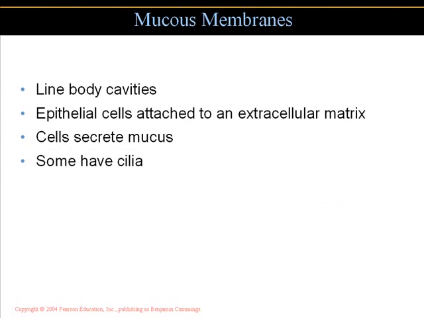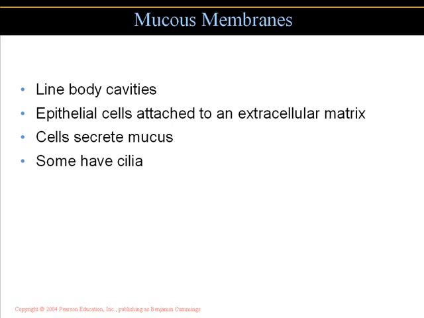Again, as a review, mucous membranes line body cavities. Again, we see that in the oral mucosa, the gastrointestinal tract, and in the reproductive organs as well. Epithelial cells attach to the extracellular matrix. These cells will secrete mucus. Some have cilia, such as in the respiratory system, which will help move the mucus from the deeper recesses of the lungs to the outside environment, where the fluid would be expectorated or swallowed into the gastrointestinal tract, where digestive enzymes would destroy microorganisms.